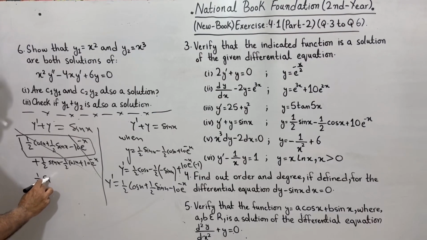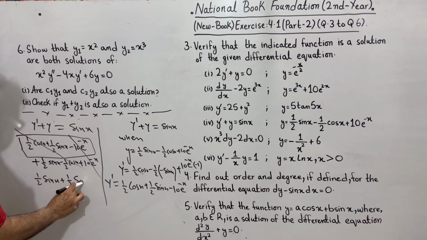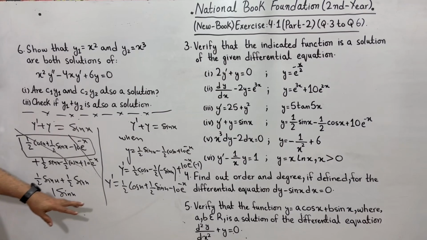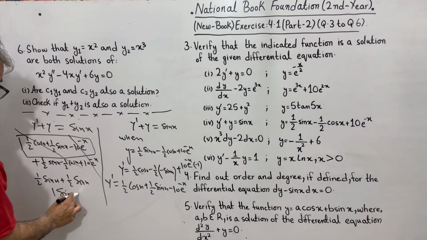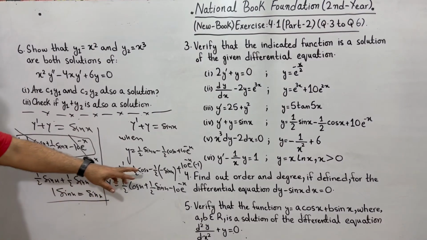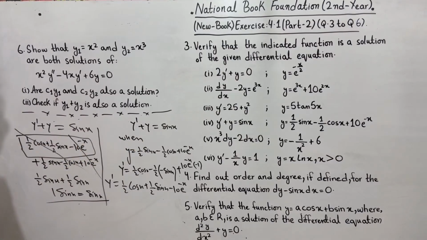1/2 sin x plus 1/2 sin x. Half sine plus half sine is equal to full sine, 1 sin x, as it is equal to the right-hand side. We have proved the validity of this function to be the solution of this differential equation.